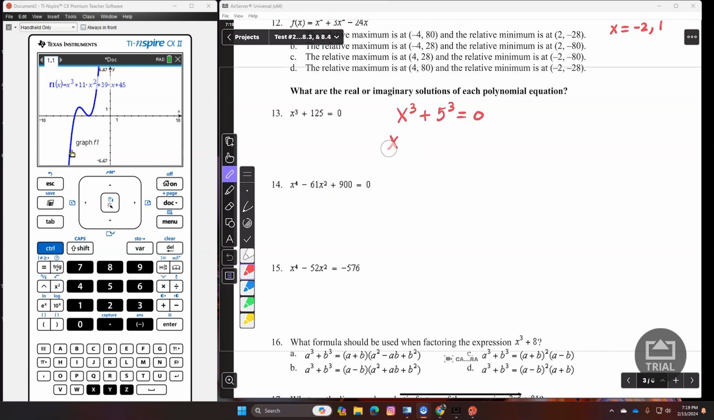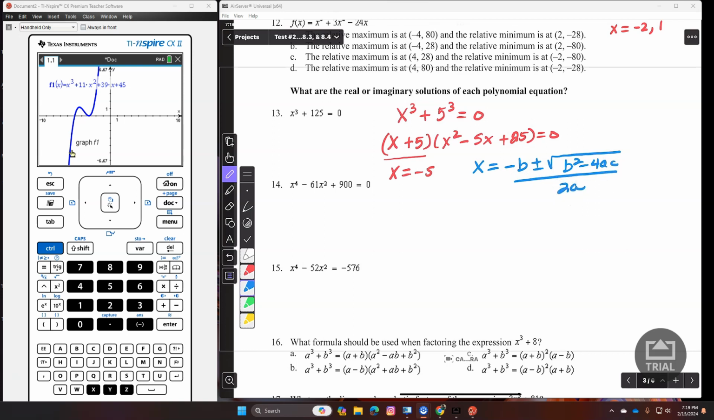So we have x plus 5, we're factoring, and then you have x squared minus 5x plus 25. So step 1, I factored. The first 0 is real. X equals negative 5. That's the first 0. The second 0, I'm going to have to use the quadratic formula. So you have x equals negative b plus or minus square root of b squared minus 4ac, divided by 2a. We did this first semester.